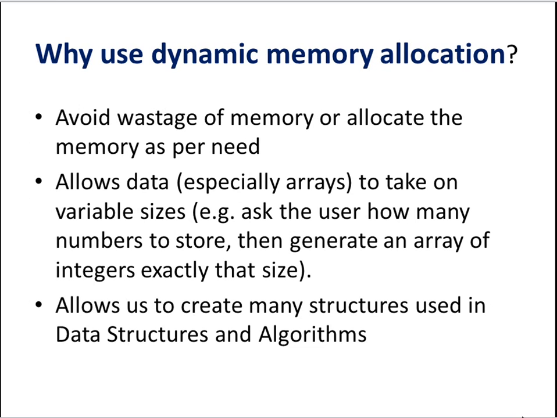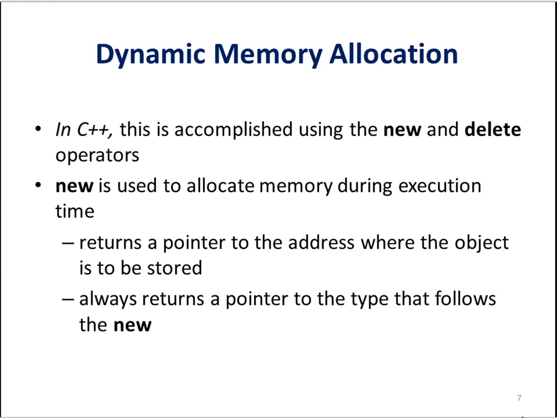Why use dynamic memory allocation? To avoid wastage of memory, or to allocate the memory as per need while the program is executing. It allows data, especially arrays, to take on variable size. Ask the user how many elements they want to store and generate an array of that size. It also allows us to create and implement many structures used in data structures and algorithms.